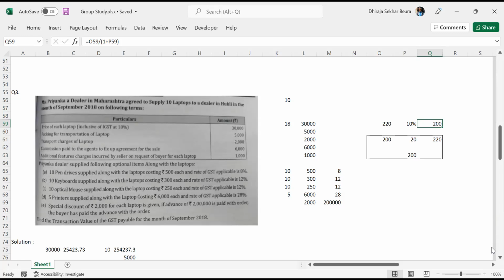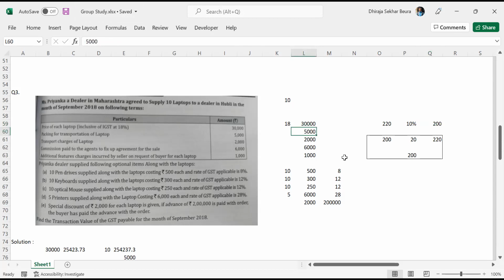Now, there are so many rates: 8%, 12%, 12%, 28%. What should be the final GST rate? Can somebody tell? The highest one, 28%. Why the highest one? Mixed supply. Yes, that is the concept applicable. So here is a question based on the mixed supply concept.